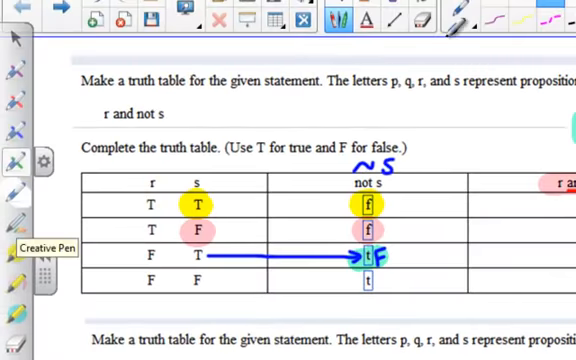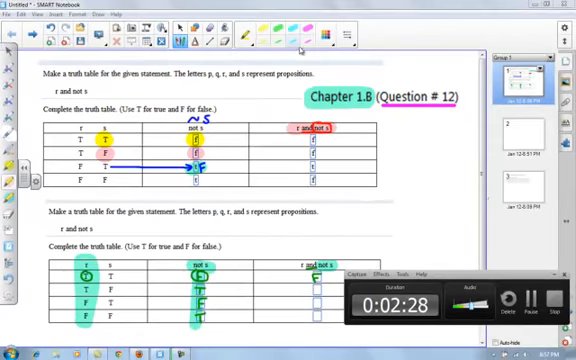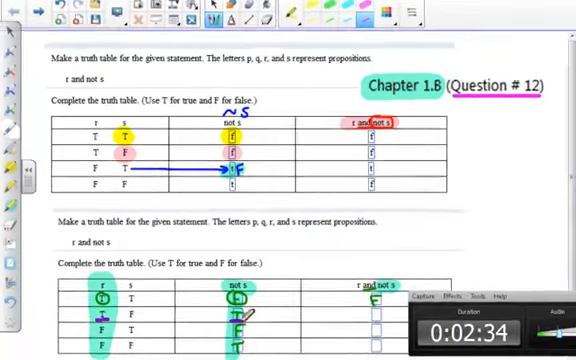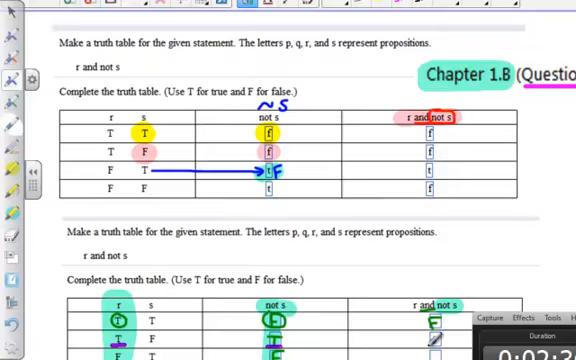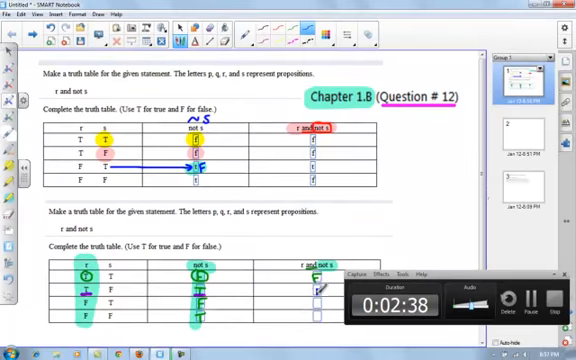And then look at the next scenario here. I think both of them look to be true. R is true, not S is true, therefore the final answer is true.